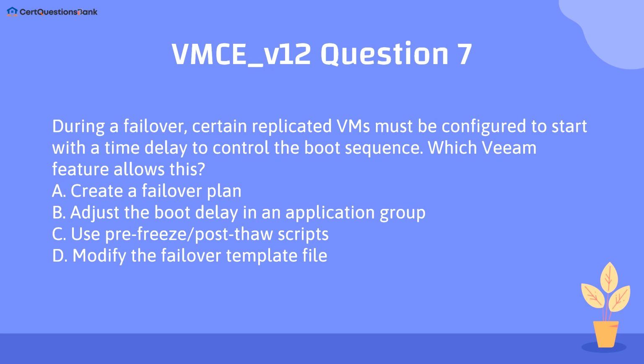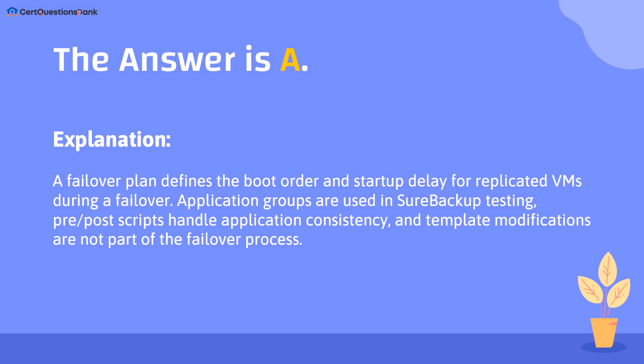During a failover, certain replicated VMs must be configured to start with a time delay to control the boot sequence. Which Veeam feature allows this? A. Create a failover plan. B. Adjust the boot delay in an application group. C. Use pre-freeze, post-thaw scripts. D. Modify the failover template file. The answer is A.